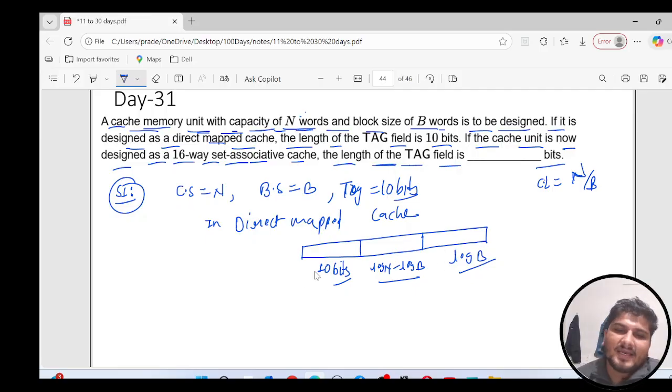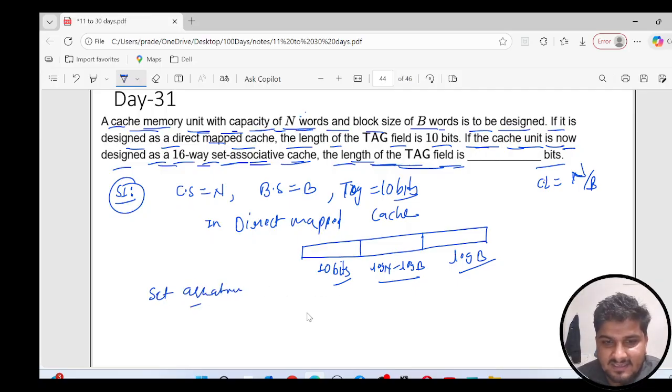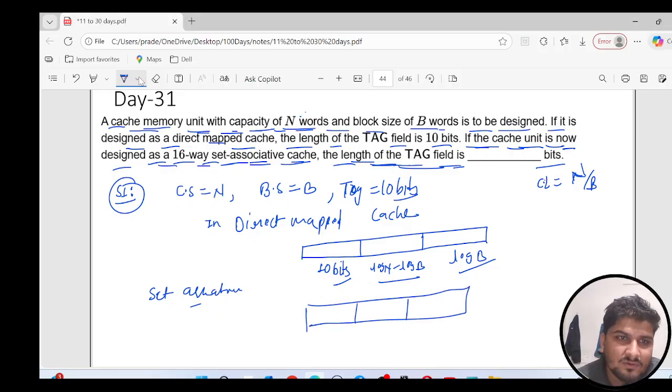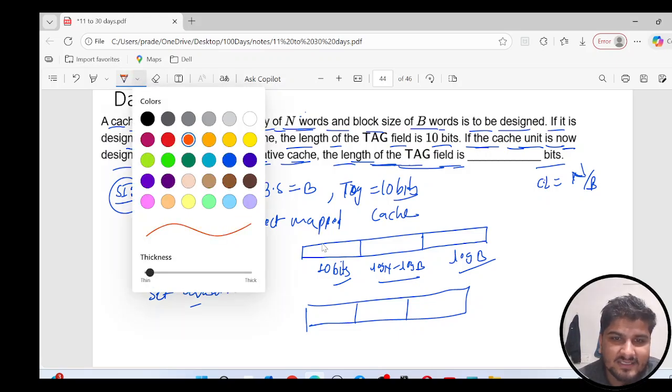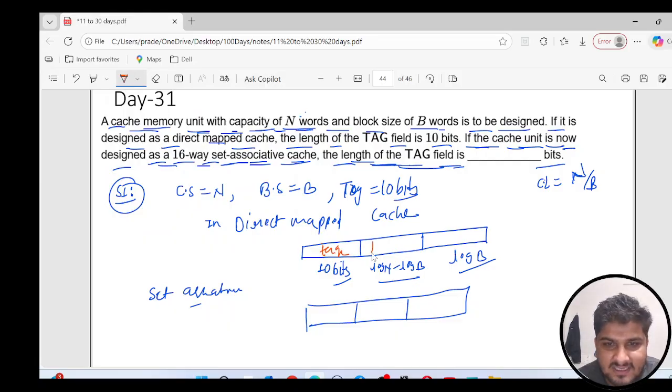Simply we know that. Now what they're telling, if the cache unit is now designed as a 16-way set associative cache, the length of the tag field is? So in set associative, what is the format? This again has the same format, only three parts. In a direct mapped cache, this is the tag field, this is the line offset, this is the block offset. Here the block offset is fixed, here is a set offset, and there is a tag field again.